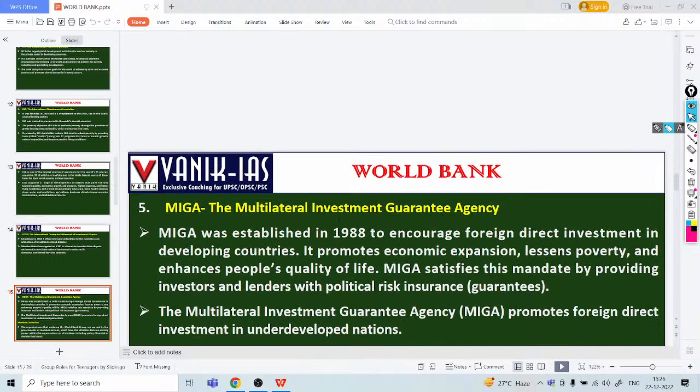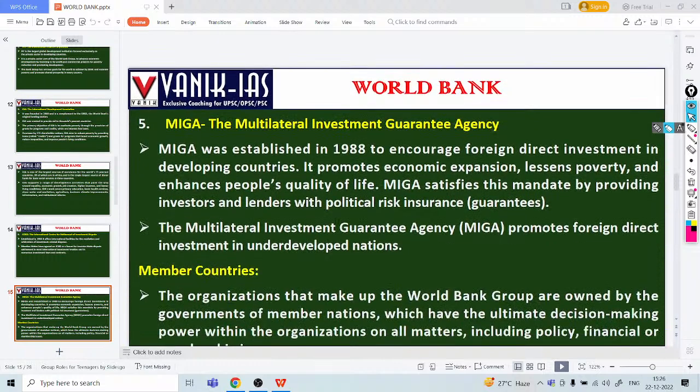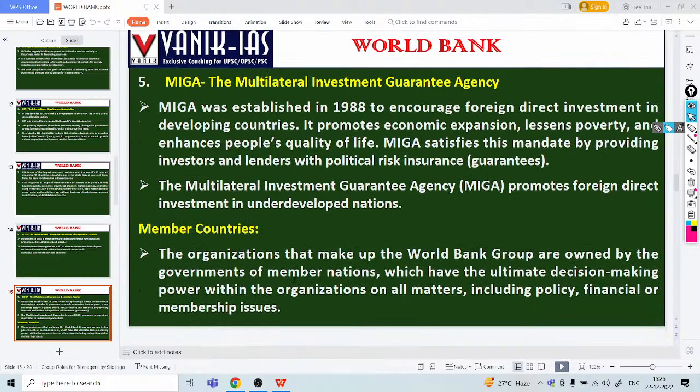And MIGA is the insurance provider. Foreign direct investment in developing countries promotes economic expansion, less poverty, and enhances people's quality of life. MIGA satisfies this mandate by providing investors and lenders with political risk insurance guarantees. In case of any risk to the investment due to political change, MIGA comes forward. The organizations that make up the World Bank Group are owned by the governments.